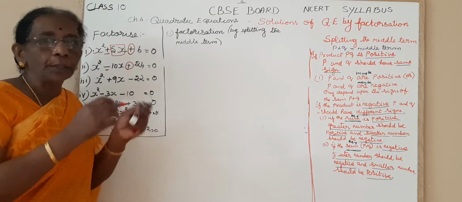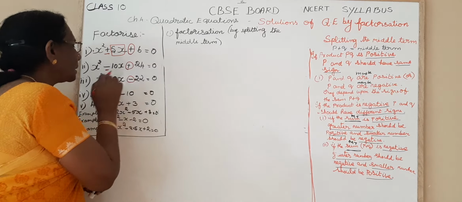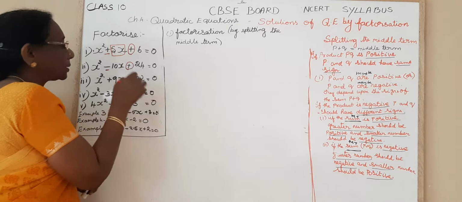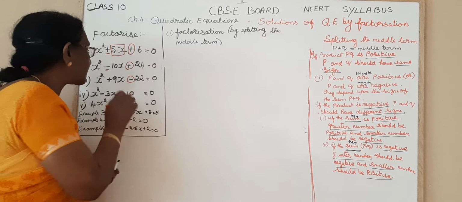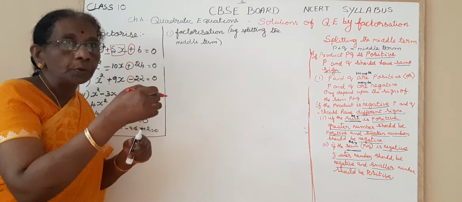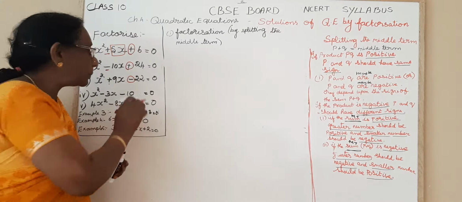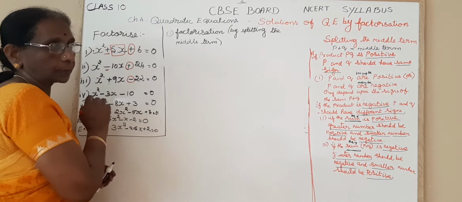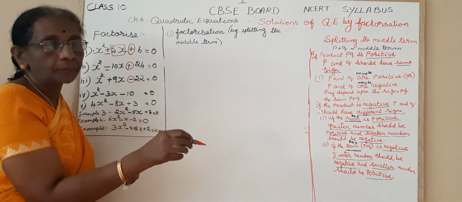When you multiply, you will get positive. And here also, see, negative. So negative into positive, the product is negative. So what should you do? See the middle term. The sign of the middle term is positive. So when you add both, you should get the answer as positive. For that, the big number should be positive, and the smaller number should be negative.